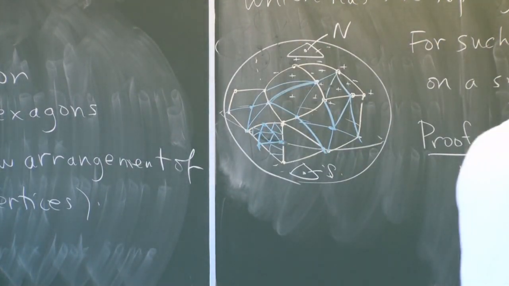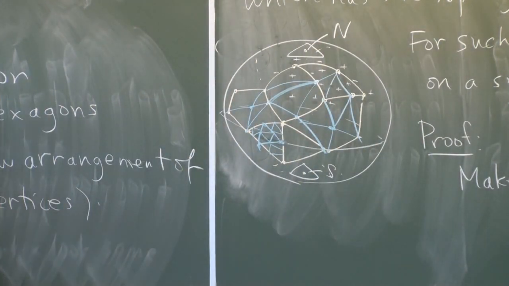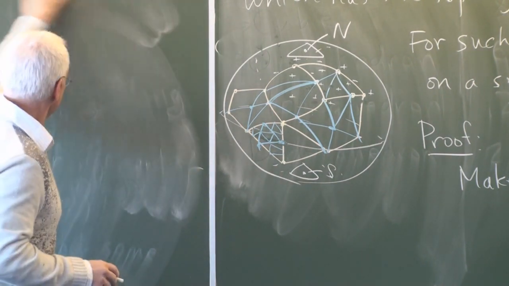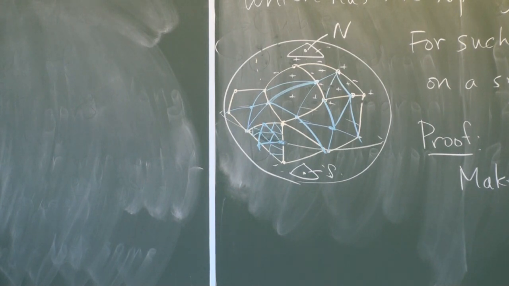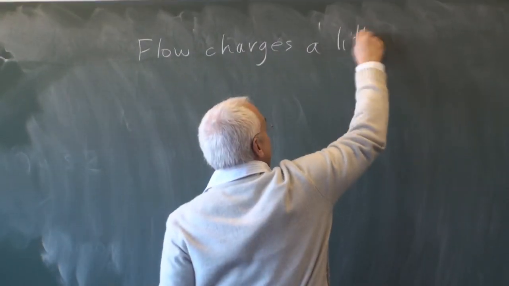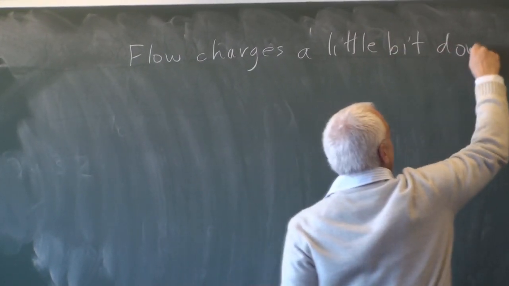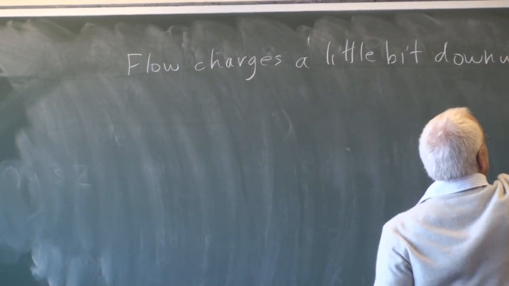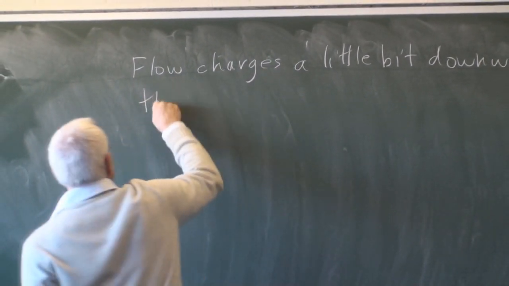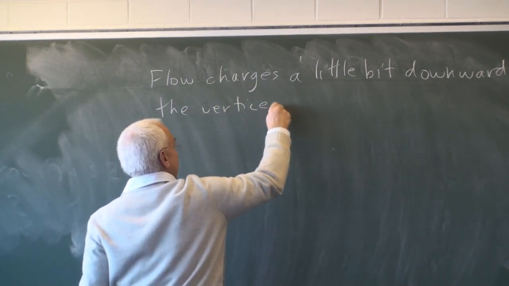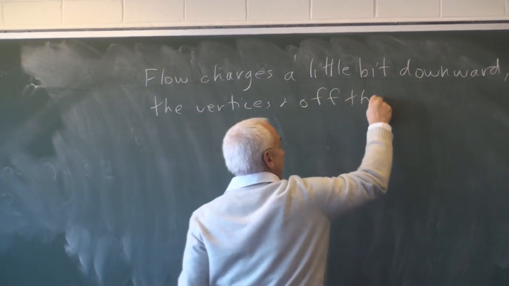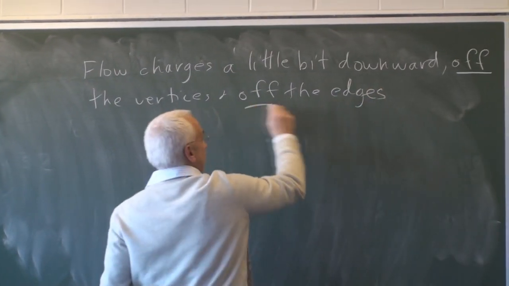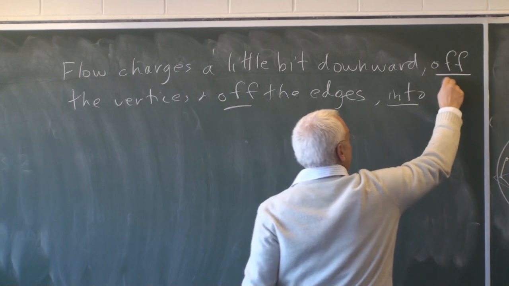So what happens? We flow the charges a little bit downward, off the vertices and off the edges into the faces.